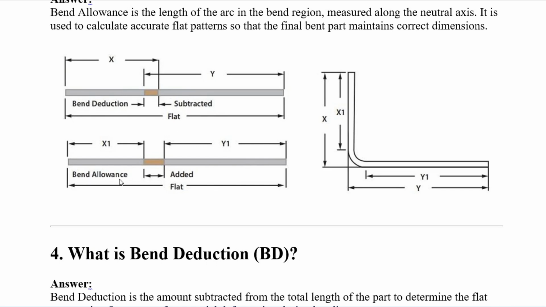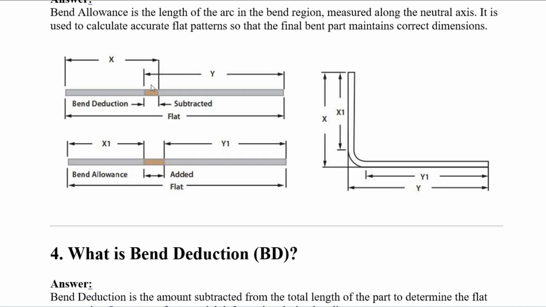For bend allowance, if we calculate the total length of the flat pattern, then the flat is equal to x1 plus y1. From x1 and y1 we measure, and this arc length we need to add, so we get the complete flat length. So this is the bend allowance.